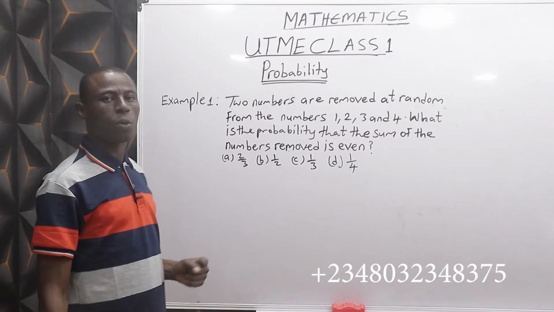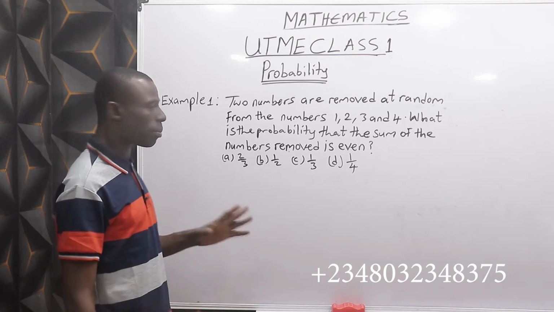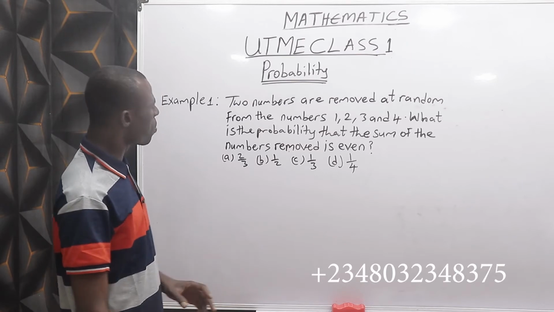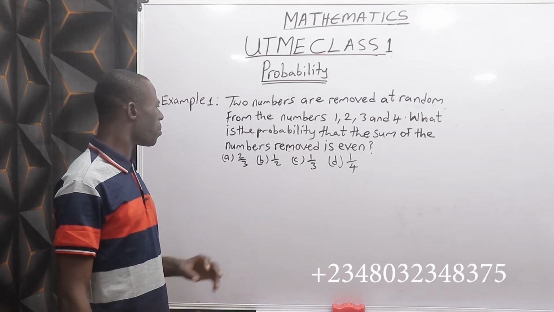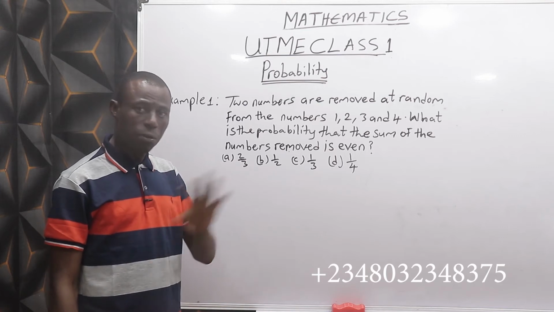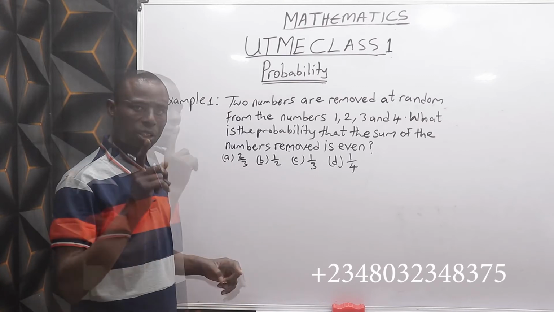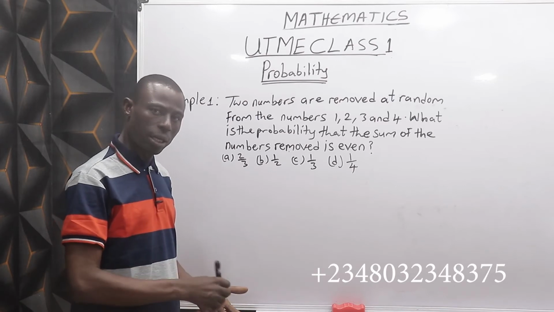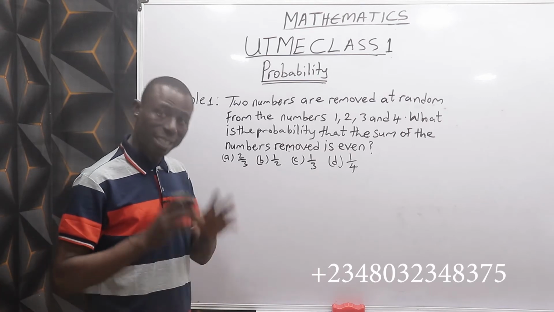Now let's consider example 1. This is one of the past questions of the same UTME mathematics. Two numbers are removed at random from the numbers 1, 2, 3, and 4. What is the probability that the sum of the numbers removed is even? I want to believe you know even numbers, and if you don't, I want to refer you to the junior section, specifically JSS1 section on this channel. Go there to learn more about numbers. It is well expatiated there.